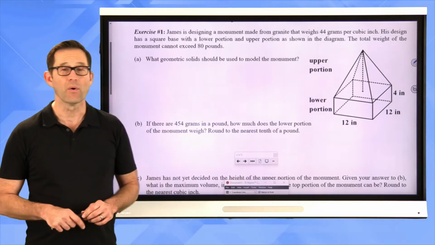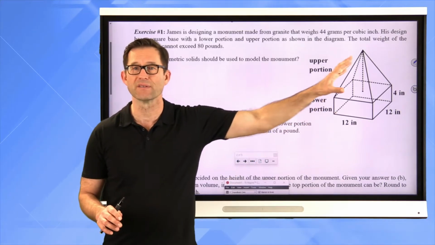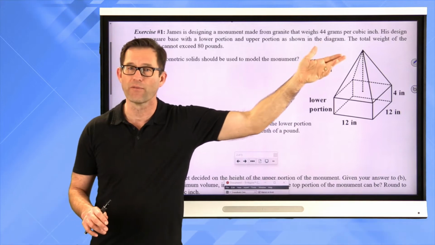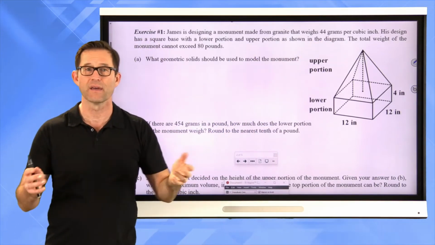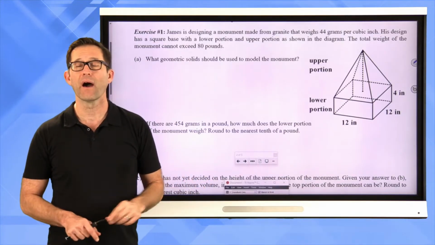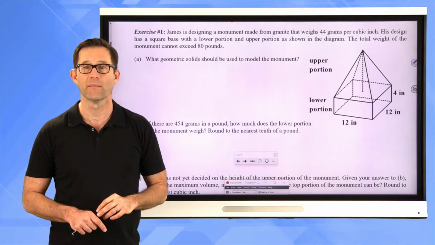So again, we've got this total monument. We know a bunch of things about it. It's got a square base. It's got this upper portion. We know it's made out of granite that weighs 44 grams per cubic inch. That's a density right there. None of that matters for letter A. I just want you to tell me what geometric solids should be used to model the monument.